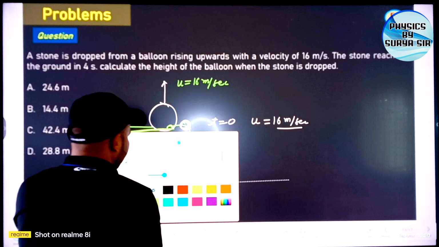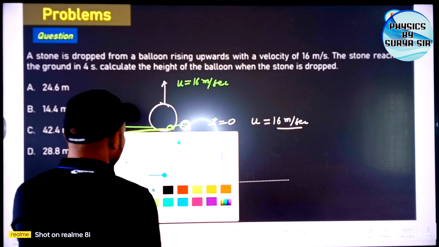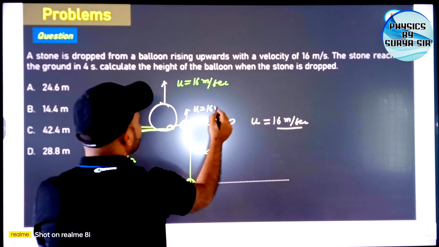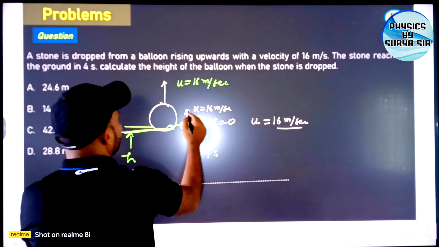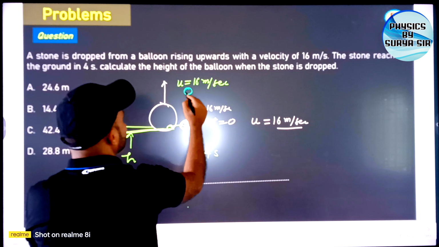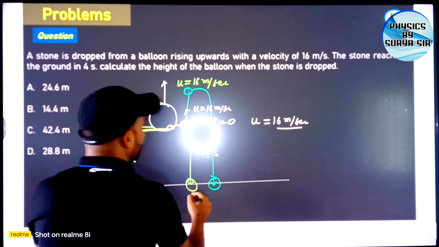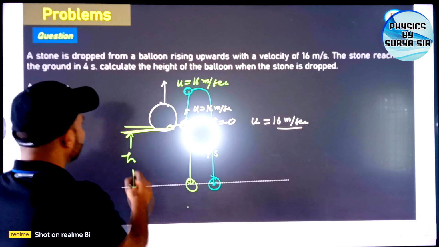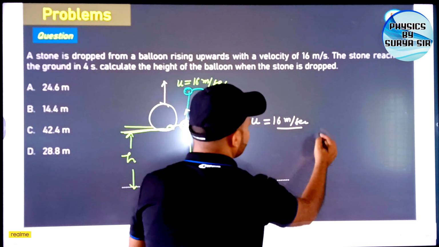So when it has initial velocity u equal to 16 meter per second, it will move up to some extent. It will go up for some time and after that it will fall down. So how much total time is taken? How much height is there? Clear? So we can solve it.